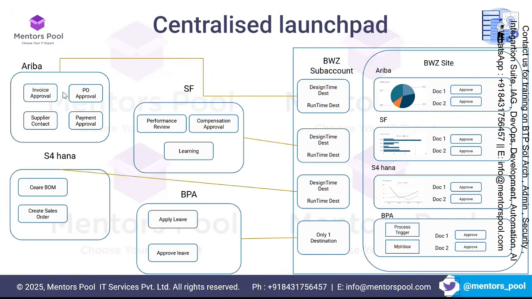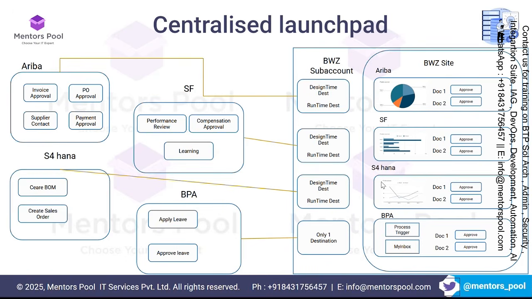So now invoice approval and all, and you see here he gets the option. The person logs in to Build Work Zone. In the Ariba section, he will see that he has this purchase requisition to be approved, or this invoice needs to be approved. He doesn't need to log in to Ariba or SuccessFactors separately. So he's working centrally in this app on Build Work Zone. And what an awesome experience this person will get, right?